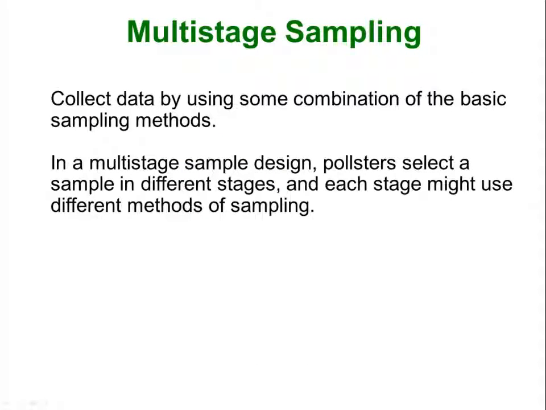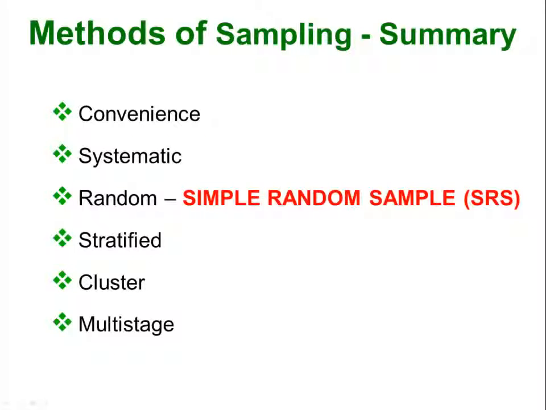Multi-stage sampling is just simply using more than one of the techniques together, right? So you sample one way and then you sample another way. Here's a summary of those basic sampling techniques that we've seen: the convenience, systematic, etc., where the SRS is the gold standard we're always striving for.